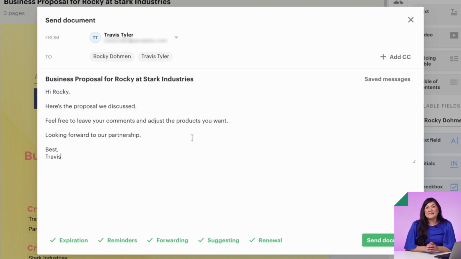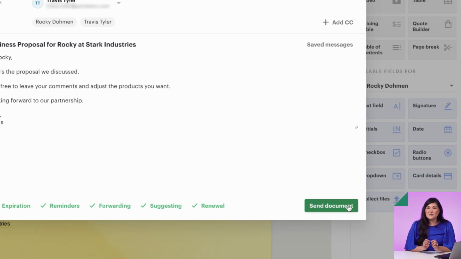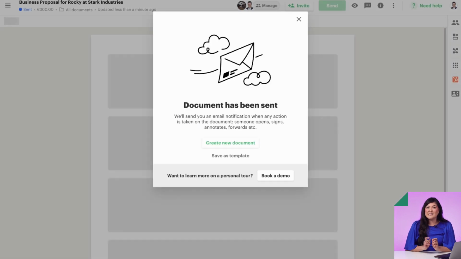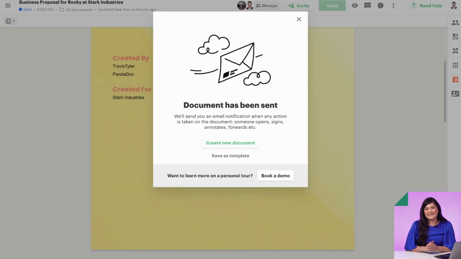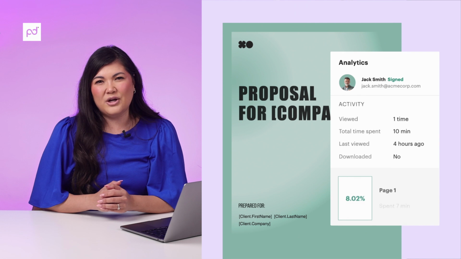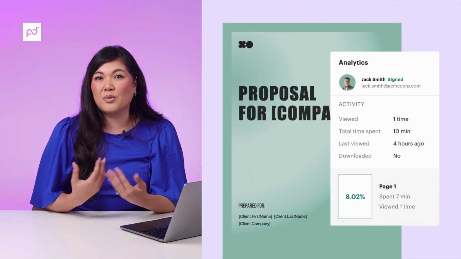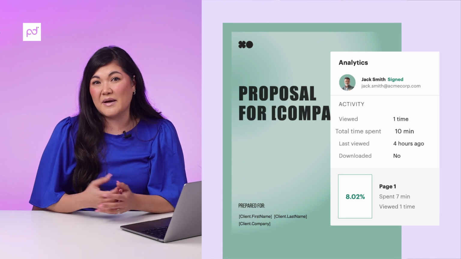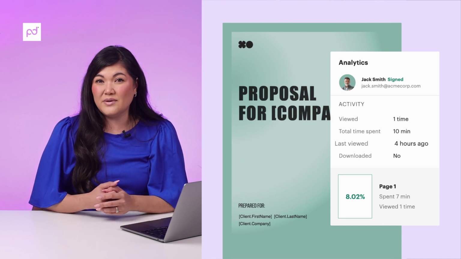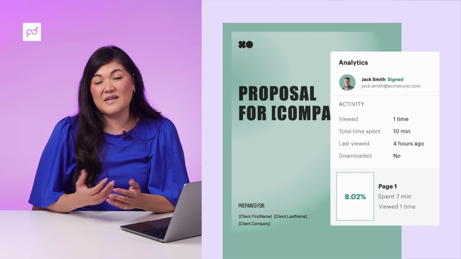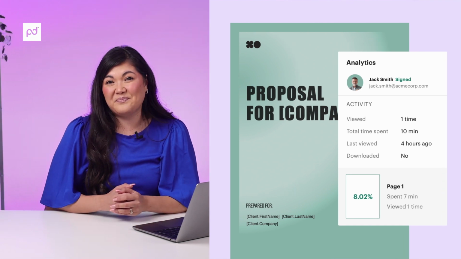Now the document is in sent mode, and the status will change when your recipient opens and interacts with the document. On the right-hand side, you can take a look at your document analytics and look at things like number of times viewed, total time spent viewing, when it was last viewed, and page insights to see where they spent the most or least time.